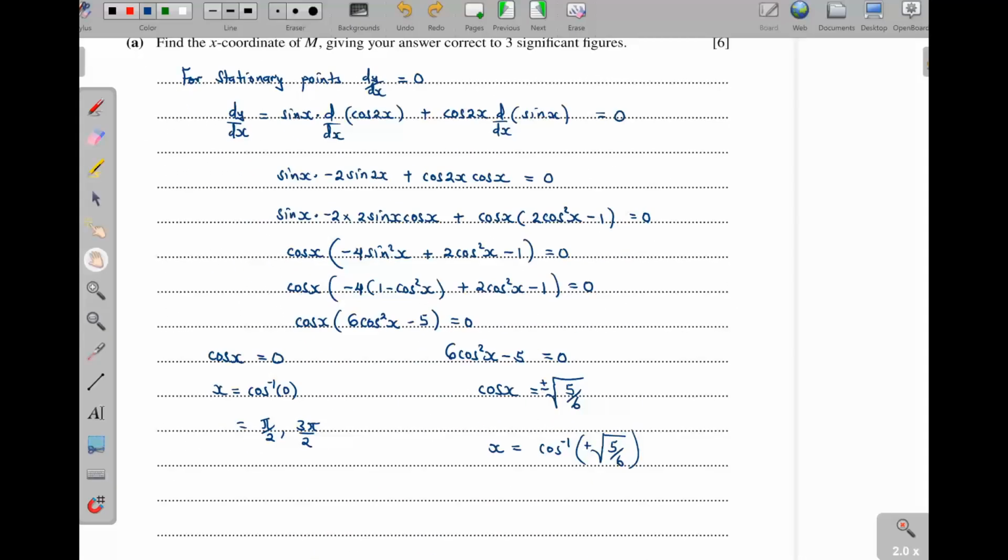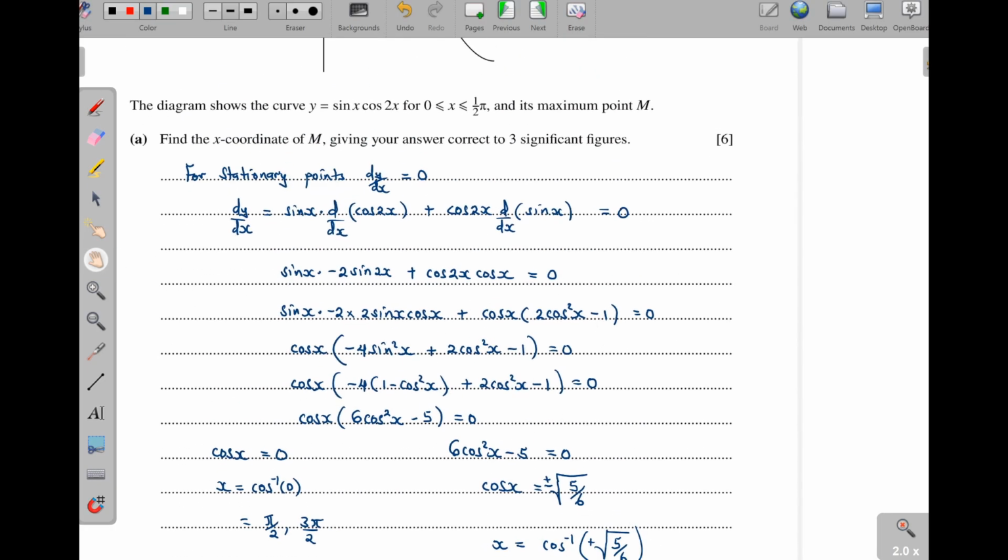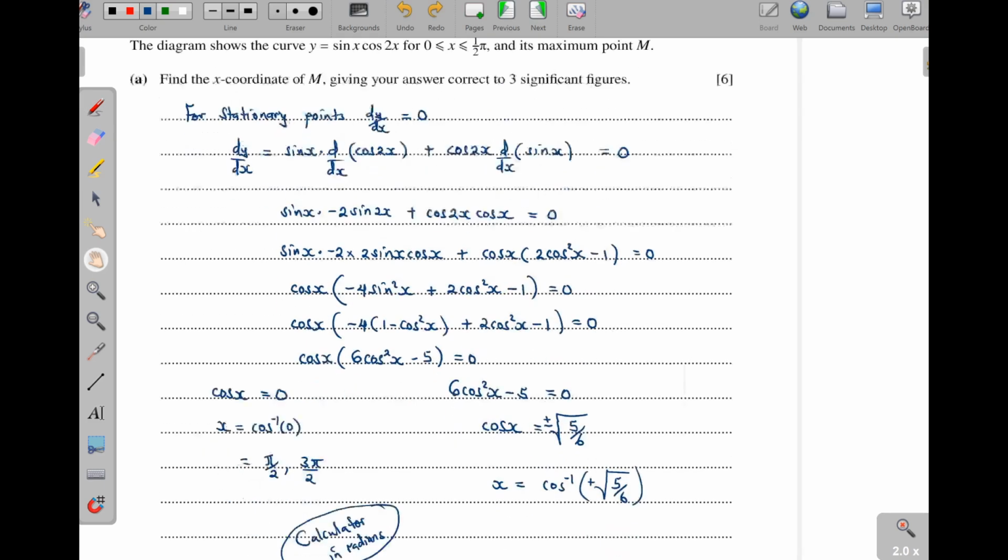Now putting this in the calculator, what do we get? Remember our calculator here. The calculator has to be in radians. Why are we putting it in radians? It is because the domain given here is in radians, and we give our answer correct to 3 significant figures.